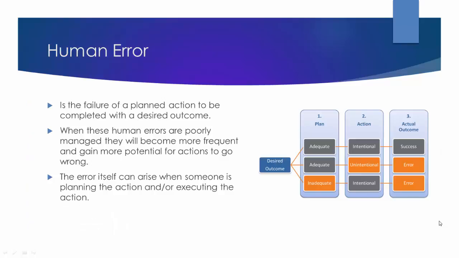So the next category of cognitive engineering is human error. Human error is the failure of a planned action to be completed with a desired outcome. When these human errors are poorly managed, they can become more frequent and gain more potential for actions to go wrong. The error itself can arise when someone is planning the action and or executing the action. As we can see in this chart, you have a desired outcome, and when your plan is adequate and you take an initial or an intentional action, your actual outcome should be a success. But when you're planning and it's inadequate, you're just set up for failure, as you can see in the chart to the right.